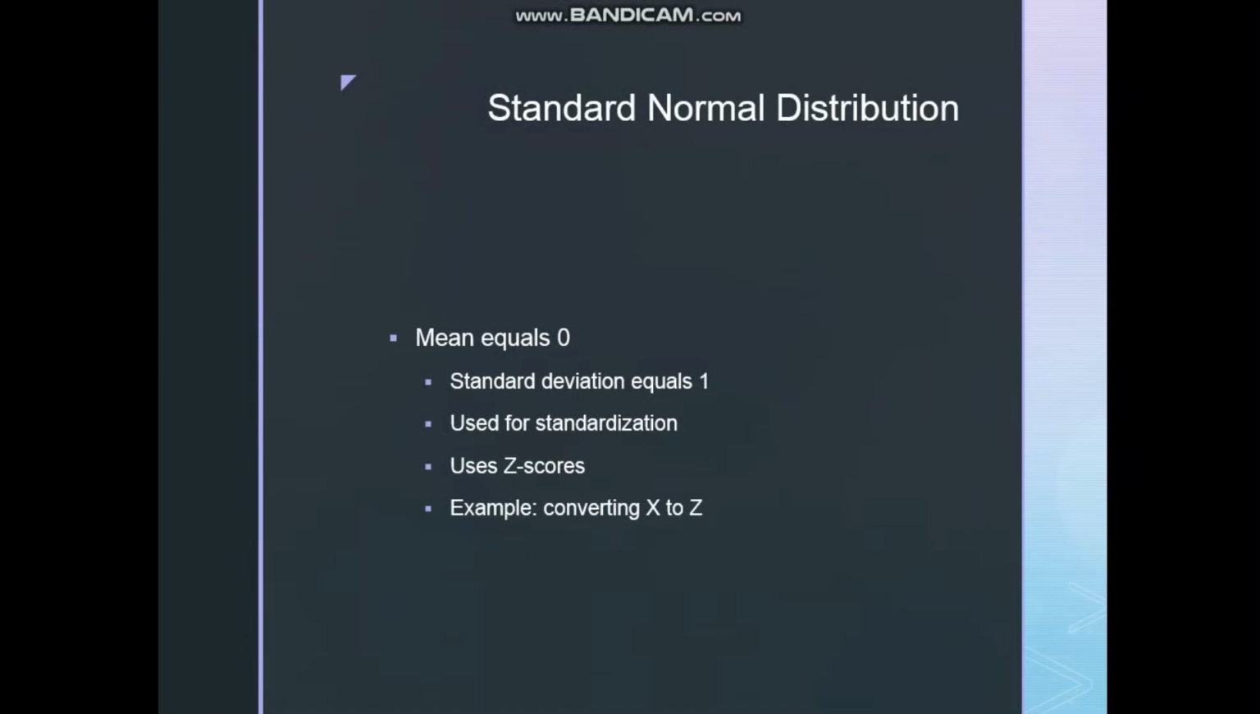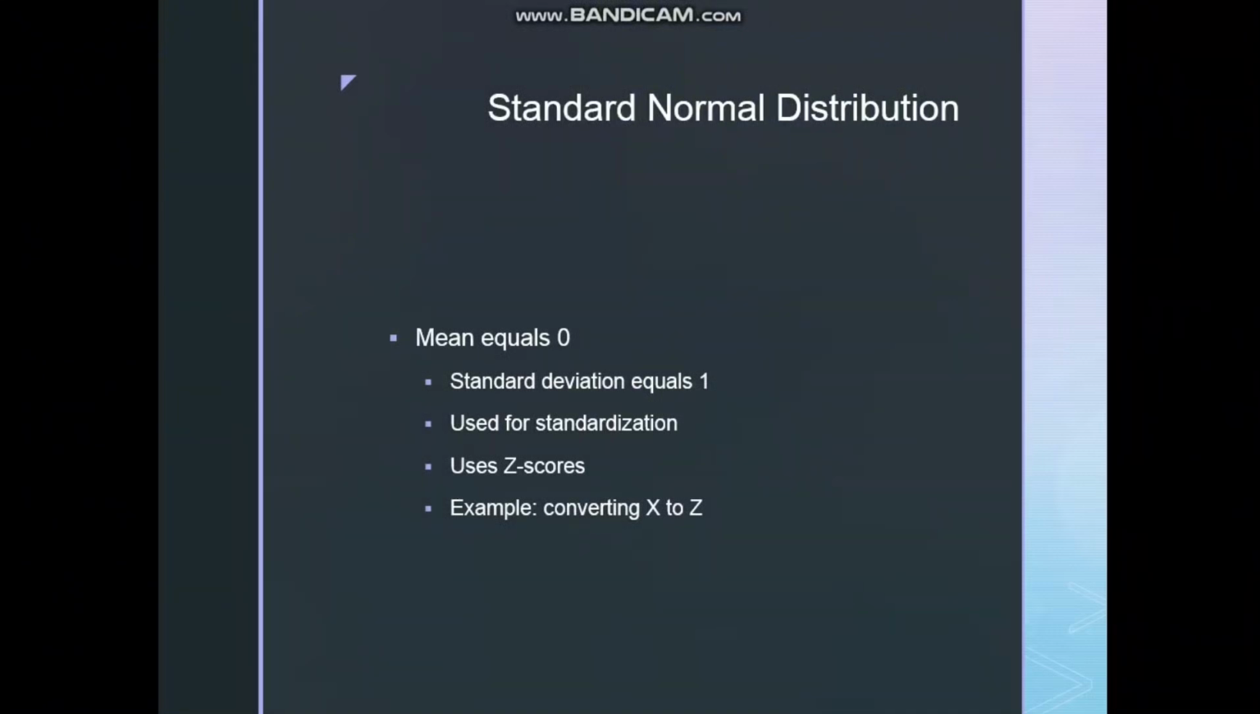The standard normal distribution is a special normal distribution. It has a mean of 0 and a standard deviation of 1. Any normal distribution can be converted into the standard normal distribution. This conversion is done using the z-score. For example, the z-score allows us to compare values from different normal distributions.